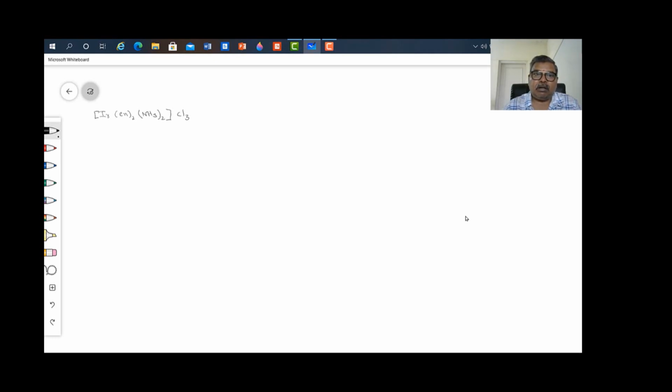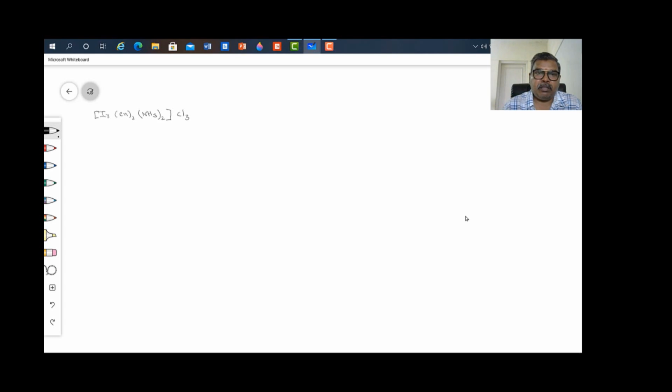And see the counter ion, 3 Cl minus ions are present outside the coordination sphere. So 3 Cl minus ions, therefore the complex ion carries 3 plus. So therefore the oxidation state of iridium is Roman number 3, that is +3.